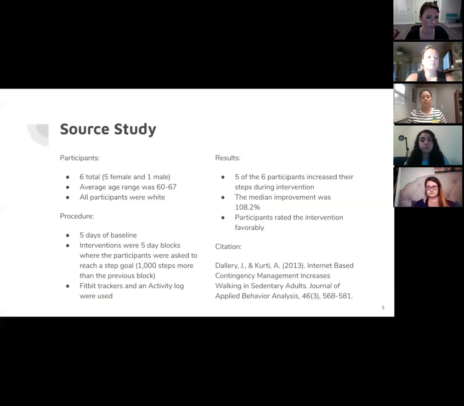The results of this study showed that 5 of the 6 participants increased their steps during intervention. The median improvement was 108.2%. Participants rated the intervention favorably.